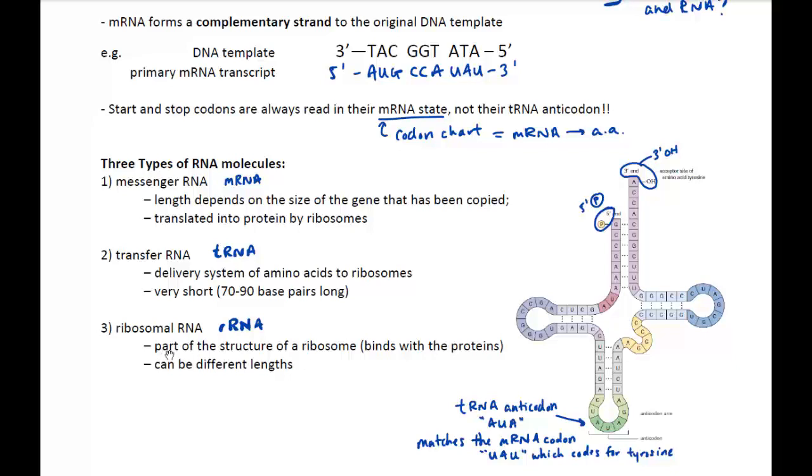But the basic idea is that part of the ribosome is made up of ribosomal RNA. It's protein stuck with that. And that helps us to actually read the mRNA. And it also allows us to actually bring these tRNAs in. Now, that can be all different lengths. But again, we're not going to focus on that. Just know that it exists. So you have mRNA and tRNA are the RNAs that we really care about. rRNA, you just have to know it exists.